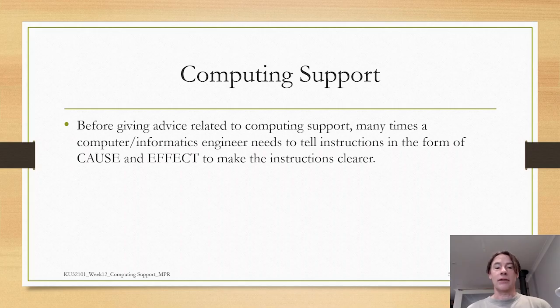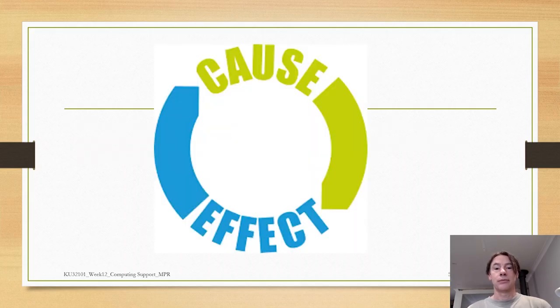Before giving advice related to computing support, many times a computer or informatics engineer needs to give instructions in the form of cause and effect to make the instructions clear. So cause is related to effect. When something happens, something else occurs because of it.